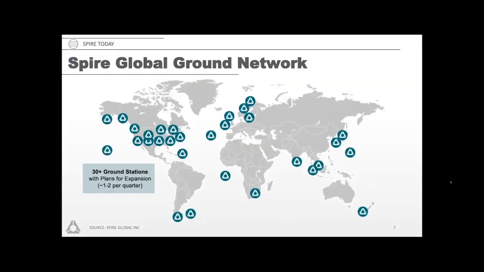This is a map of our global ground network, just to give you an idea really how global we are in terms of receiving our data. We're continuing to build out this ground network. We're putting in a new ground station or so every quarter. That will help us continue to improve our coverage and also our latency of how we're bringing the data down.